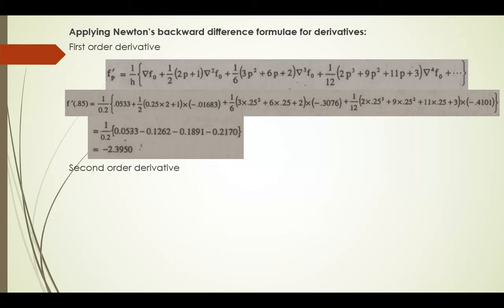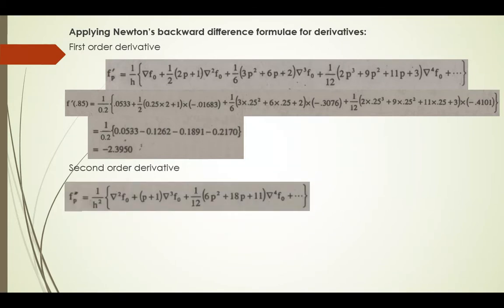Now the second derivative will be obtained by using the second derivative formula with the help of Newton's backward difference formula.